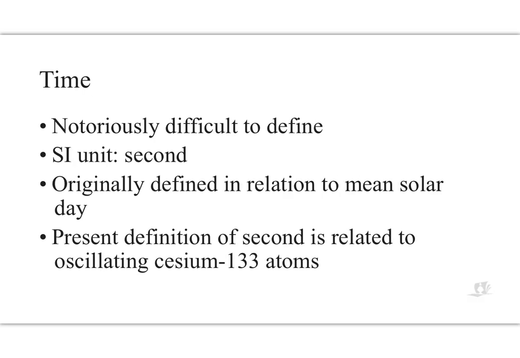The second one is time. Obviously, time is a little more difficult to define because time can sometimes seem relative, but there is a standardized unit here for time, and that is the second. Originally, time was defined to mean a solar day. The present definition of a second is related to the oscillating cesium 133 atoms. This oscillating clock is accurate within 3 microseconds per year. So when they define this, this is a very accurate definition of a second.